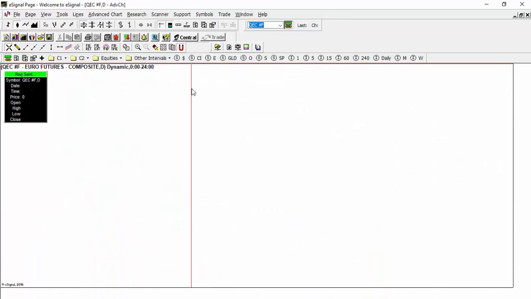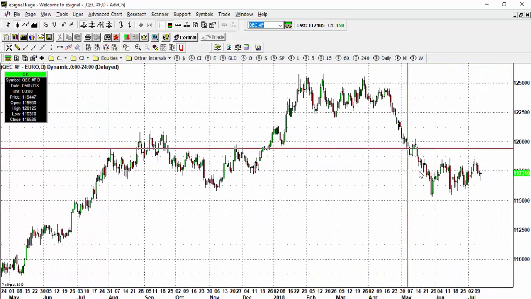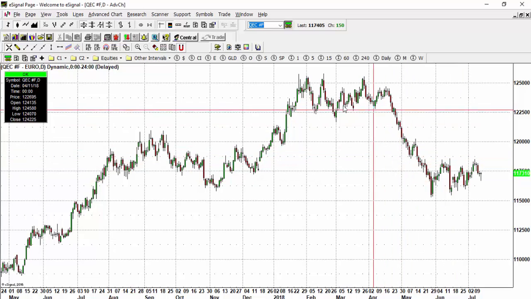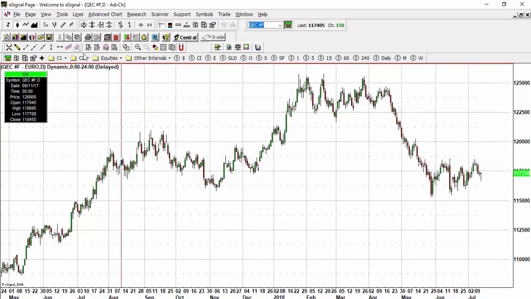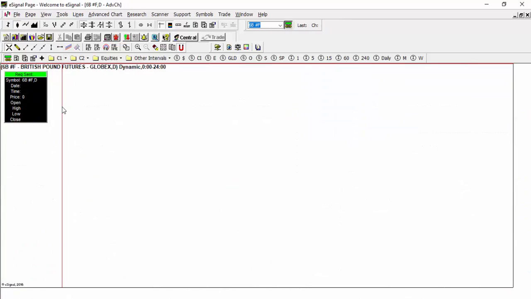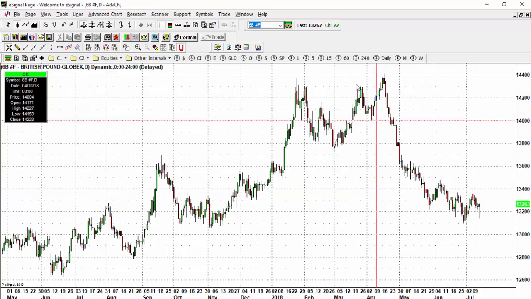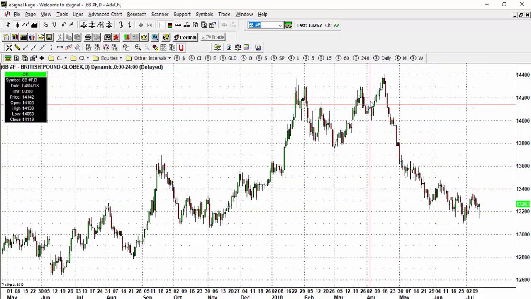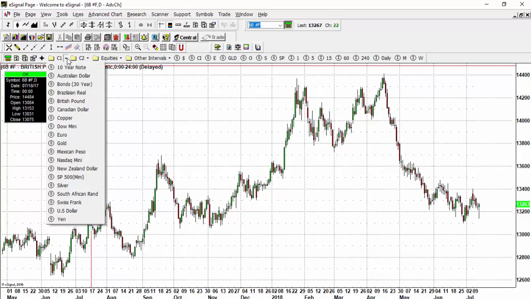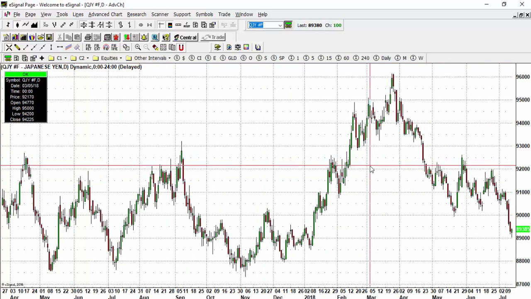Looking at the euro versus the US dollar, again we see the market moving sideways, not trending much. It's a daily chart of the euro. If we take a look at the British pound, a similar situation where the market is moving sideways after a swoop down in April. The Japanese yen, this is a chart of the Japanese yen futures.